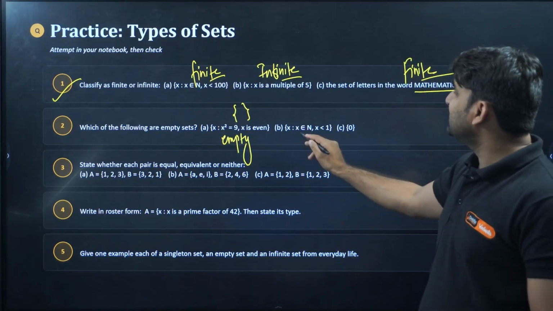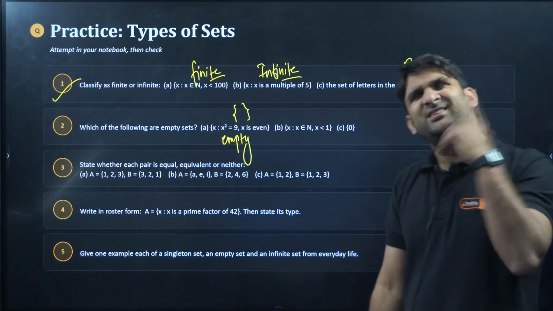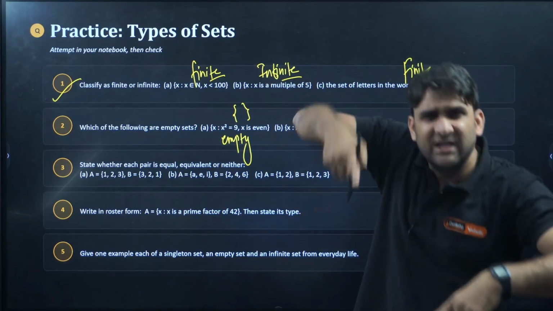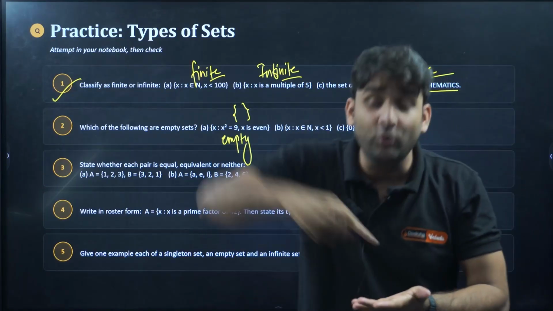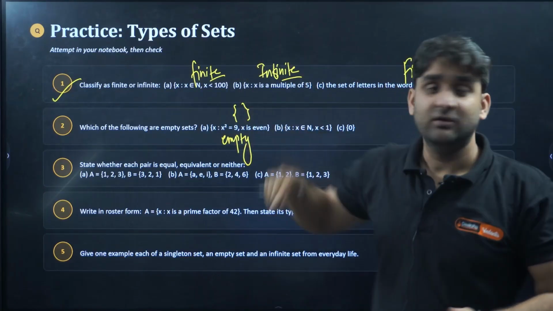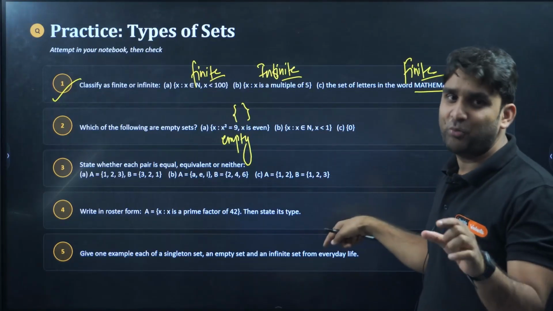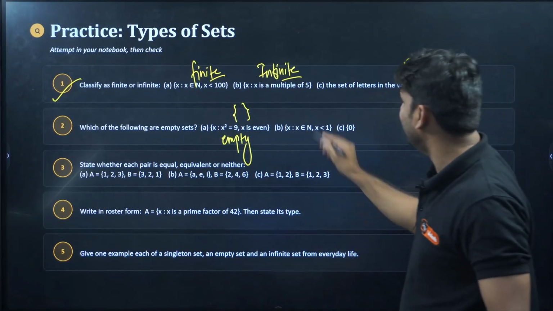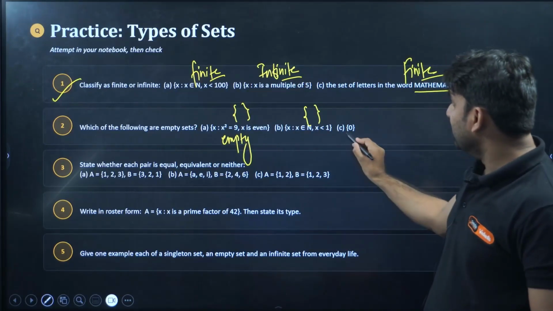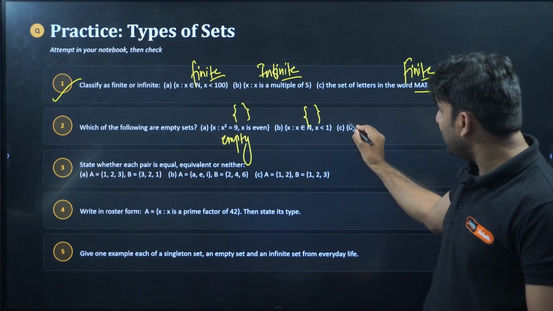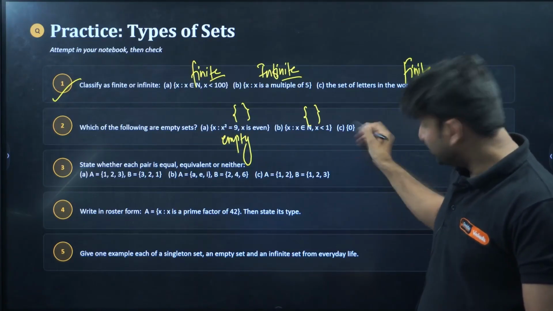Second, x such that x belongs to natural numbers and x is less than 1. x is a natural number and x is less than 1. How is it possible? The natural numbers start from 1 and go to infinity, right? So x is less than 1, which would be 0.5, 0.1, 0, which is not possible. So this is also the empty set. Okay, this is clear.